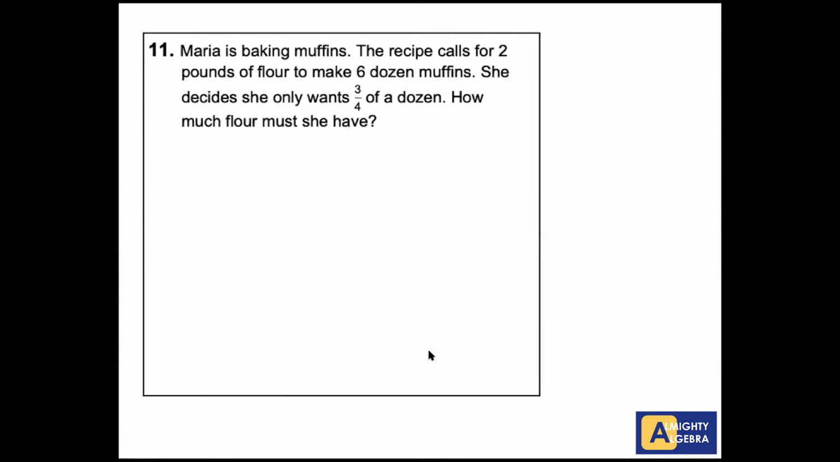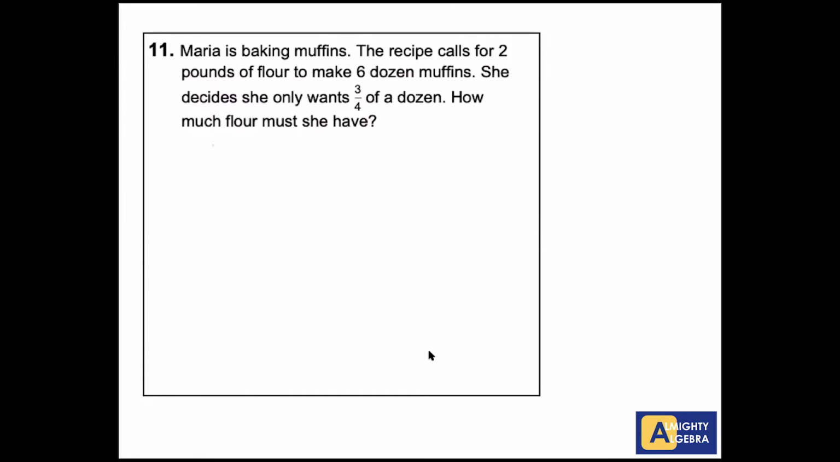And the last example I'm going to be working out for you is going to be number 11, same directions. Let me read it for you. Maria is baking muffins. The recipe calls for 2 pounds of flour to make 6 dozen muffins. She decides she only wants 3/4 of a dozen. How much flour must she have?